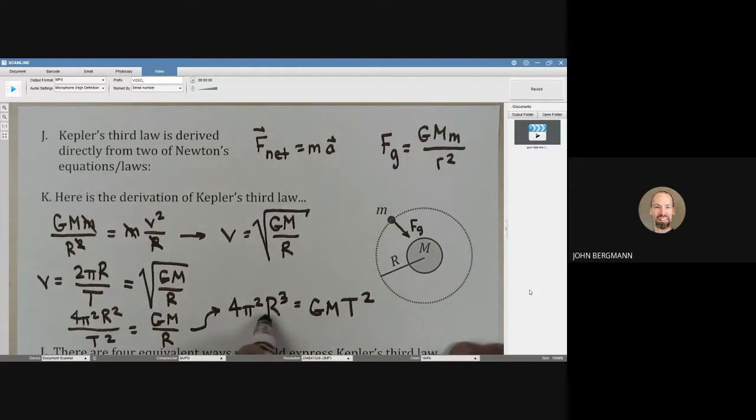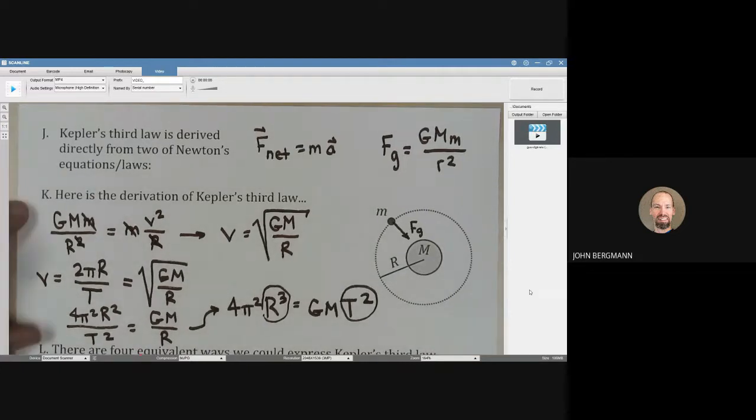R cubed is right there, T squared is right there, and all the rest of this stuff represents constants. Pi is a constant, G is a constant, M is the mass of the orbited thing, which for our solar system would be like the sun. It's the same for every planet, but r would be different for each planet, and T would be different for each planet. But if you take that ratio, that would hold for every single planet. So that, in essence, is Kepler's third law.